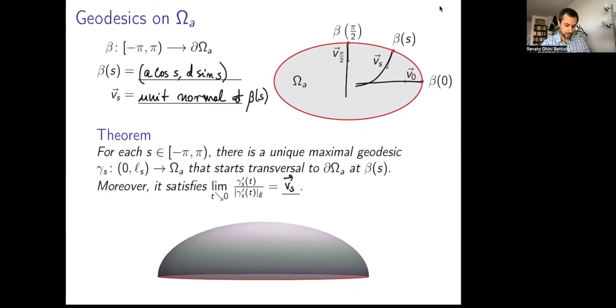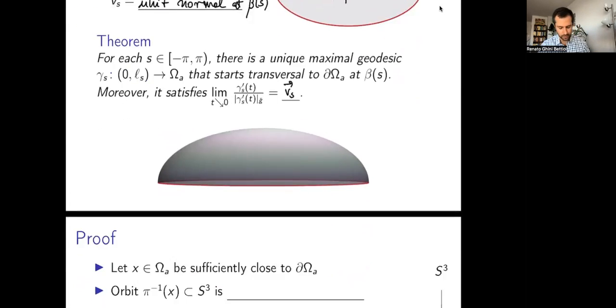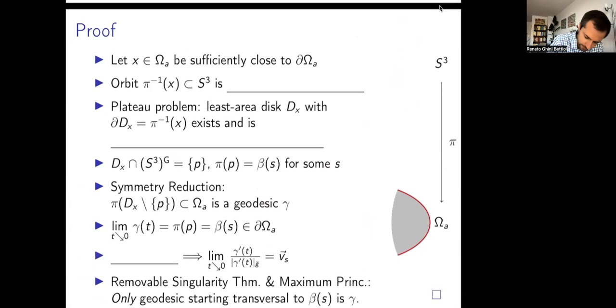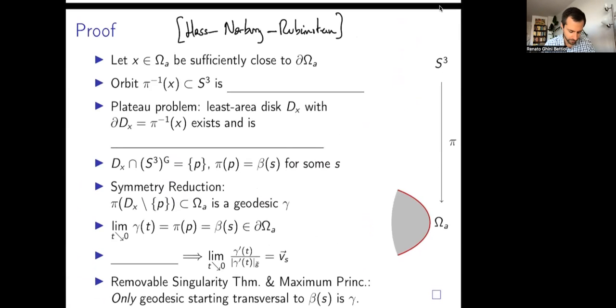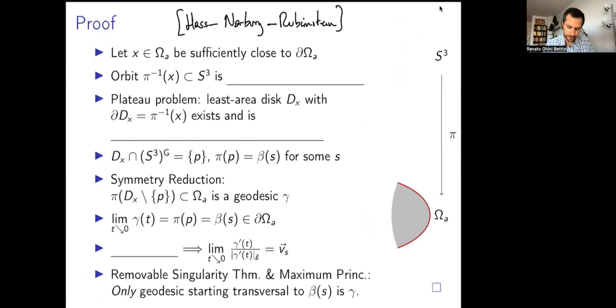So how do I prove this? I want to use an argument that is inspired by a very beautiful paper of Haas, Norbury, and Rubinstein. The first place where I saw this kind of argument using Plateau's problem is actually in this nice reference. So here's how the proof sketch goes.